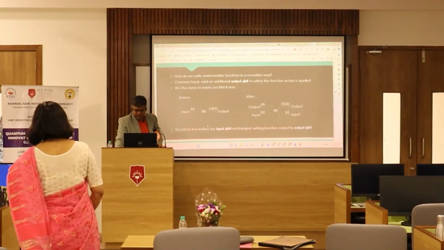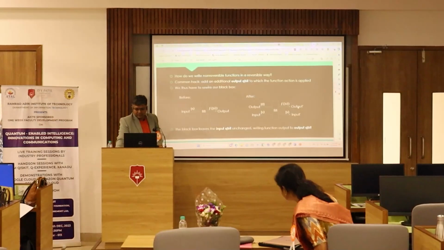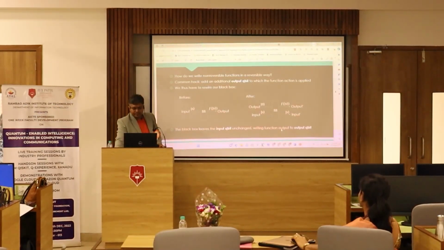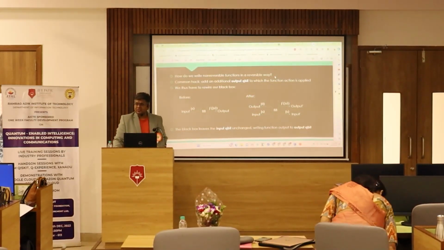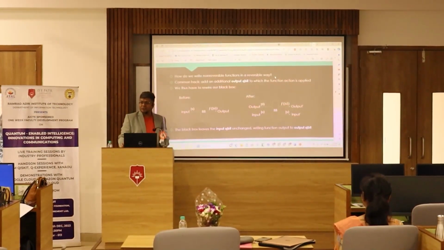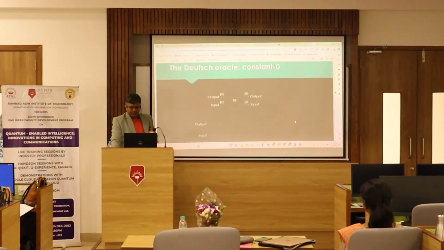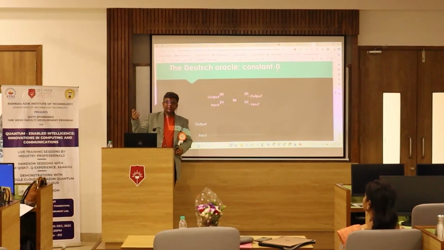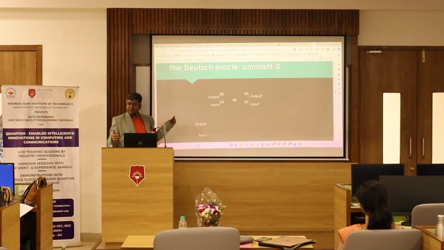So that's what this talks about. See, this is input and output, before and after. I just explained this. How do we write a non-reversible function in a reversible way? You add one more bit of information for that particular bit as an extra bit. Earlier we thought a constant 0 cannot be implemented on qubits, but with this Deutsch oracle concept, you can add one more input bit and then implement the constant 0 operation also. Same with the constant 1 operation.